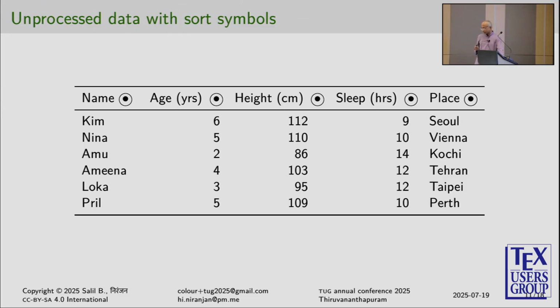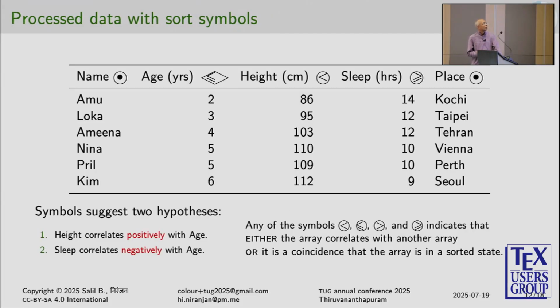Now we apply sort symbols. We sort the table on the column age. And we use this symbol because you have 5 and 5 here. So it's 2, 3, 4, 5, 5, and then 6. Once we sort this, we get a bonus. Height has been sorted. Okay? So height correlates positively with age.